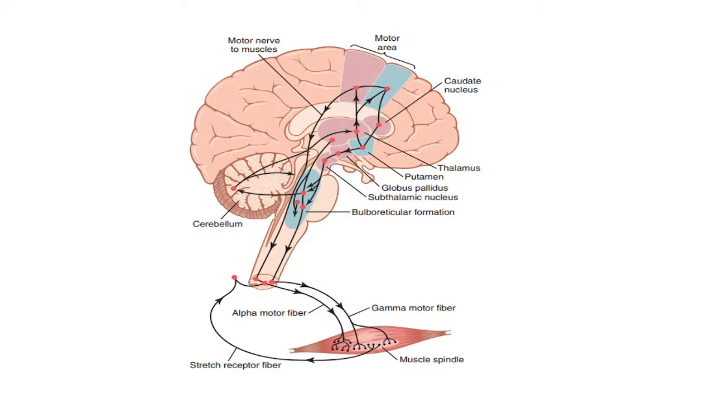So, we have the primary motor area, that is area number 4, 6, 8. We have the premotor area, that is concerned with the planning of the movements. We have supplementary motor areas. So, these three areas are mainly involved in the motor control.